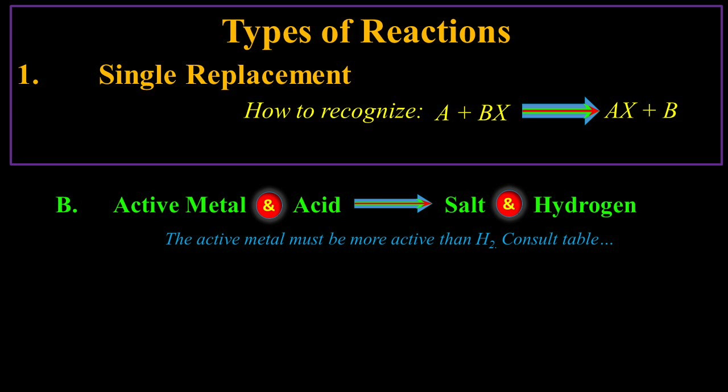Let's do another one where you have an active metal and an acid. And we'll be doing these as we work in the laboratory. We'll be doing some of these reactions. Zinc and hydrochloric acid, very popular combination. Zinc is going to kick out the hydrogen and make zinc chloride and hydrogen.